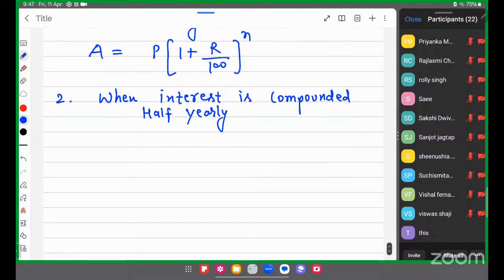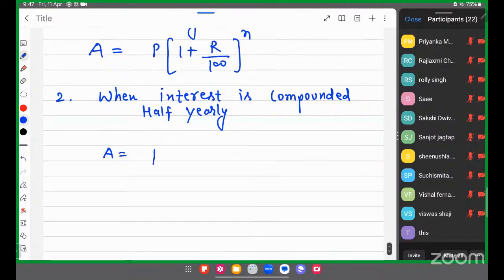In that case, amount will be P into 1 plus... In case of half yearly, rate will be R by 2 divided by 100, and time period will be converted into 2n. Because if we are taking n years, in terms of half year, it will be 2n. Because 1 year will be divided into 2 parts, 6 months and 6 months.